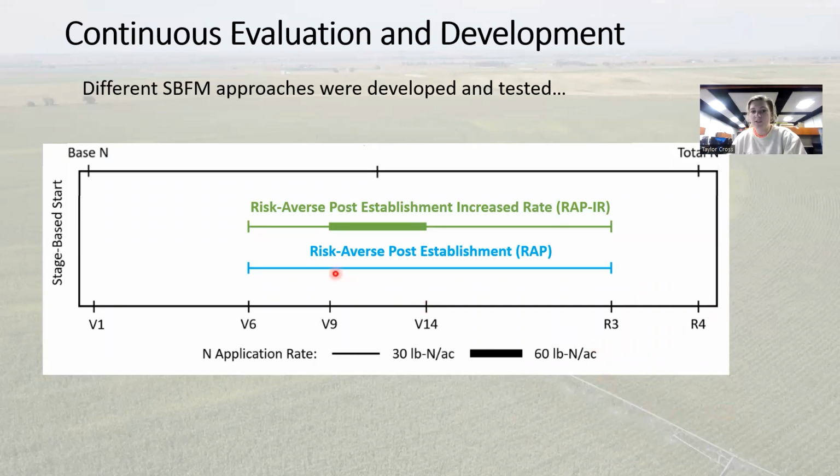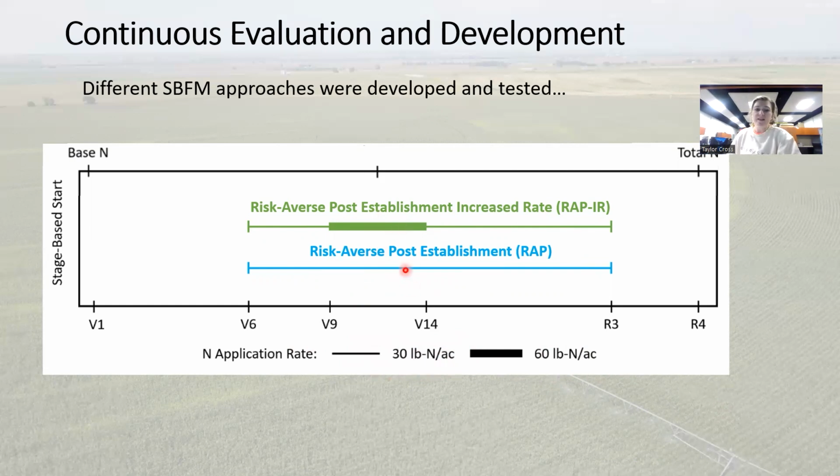So here we see the risk-averse post-establishment and the risk-averse post-establishment increased rate. So at the V6 growth stage is when we take over control on whether that treatment sector is going to receive nitrogen or not. So we take that imagery and decide if it's sufficient or deficient and so forth, and we stop at R3 like we mentioned previously. The only difference on these two treatments though is that between V9 and V14 for the increased rate, we're actually putting on 60 pounds of nitrogen instead of any other time during this growing window. We're putting on 30 pounds of nitrogen.